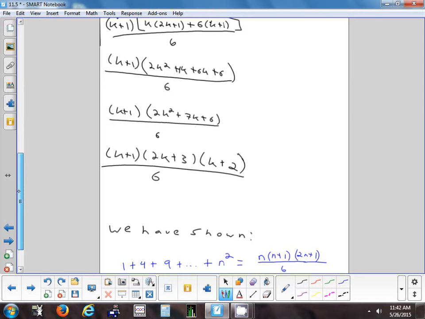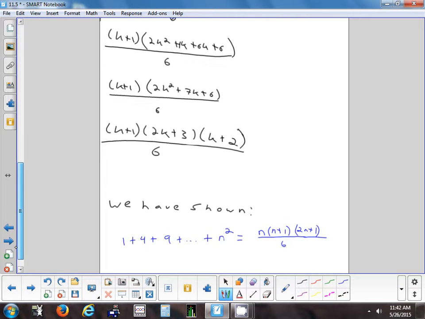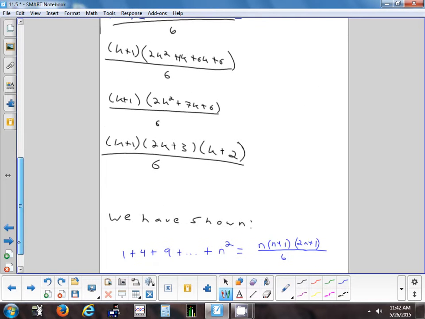If you didn't like factoring it, you don't have to do it this way. Foil everything out here: k plus 1 times k plus 2 times 2k plus 3, you'll end up with some cubic. Foil everything out on the left-hand side, and you'll end up with another cubic, and make sure they match. That'd be another way to do it.